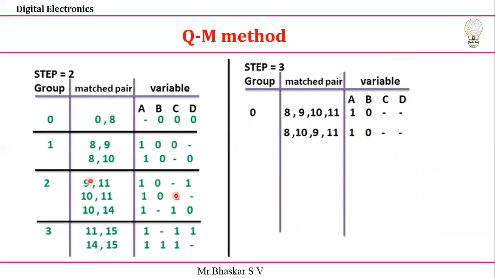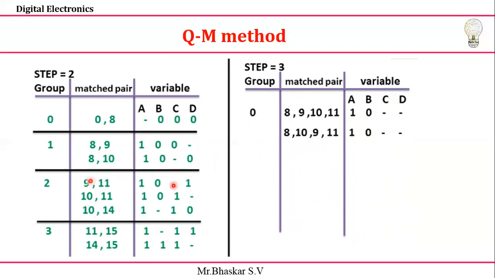So this bit varying means I can directly take the matched pairs again: 8 comma 9 and 10 comma 11. What is changing? Which bit is changing? The third bit is changing. That's why 1 0 dash dash. Okay, next I'm looking for 8 and 10. 8 and 10, what happened? The third bit is dash. Looking for the third bit dash.